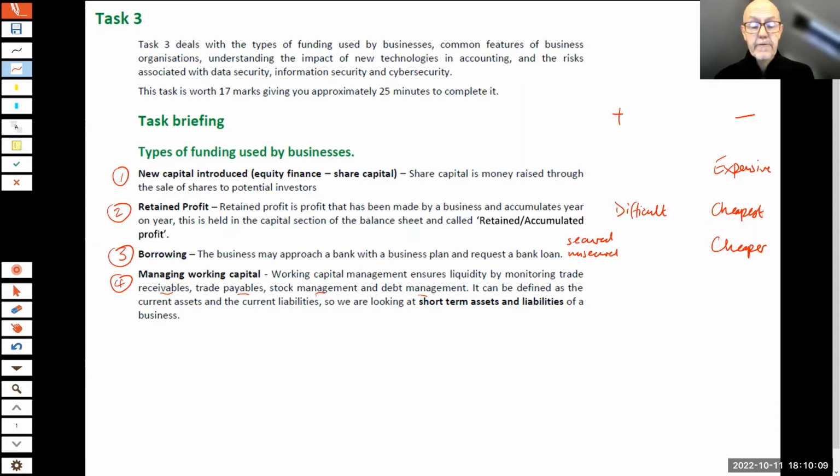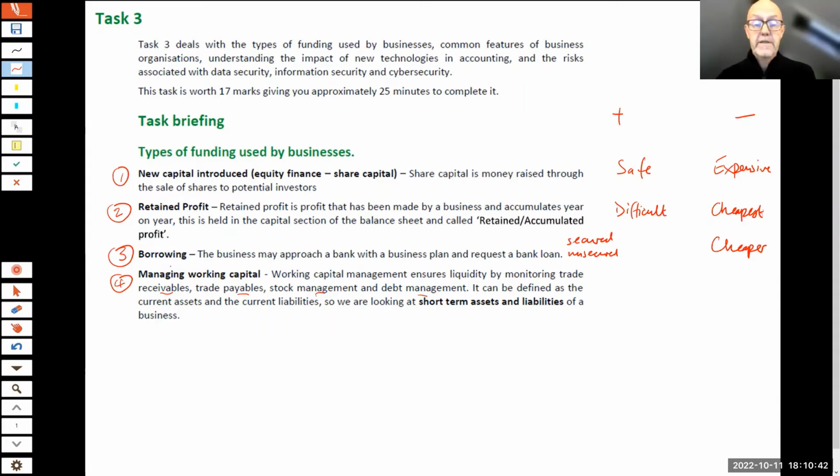The nice thing of capital from the point of view of the business is it's a safe way to borrow for the business, because whereas loans must be paid back, and the bank will cheerfully take away all your fleet of delivery vans, your factory, your machinery, they'll cheerfully take that all away if you default. The shareholders can't do any of that.